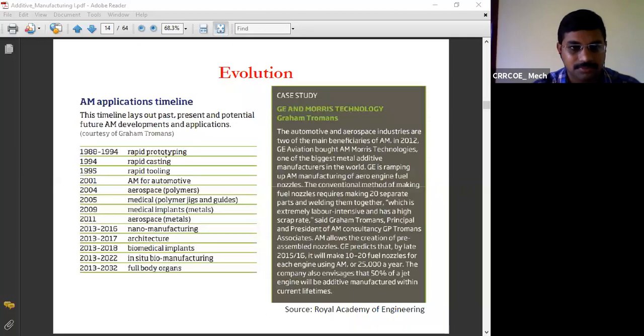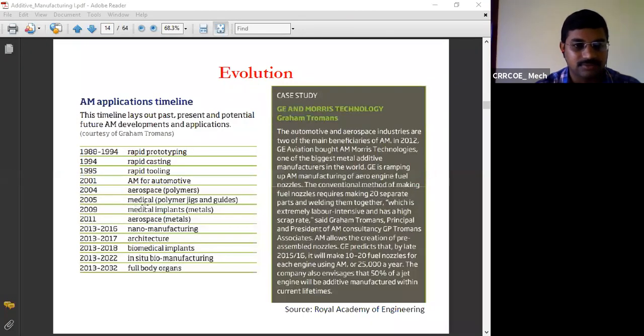See, evolution. When rapid prototyping came into existence, then rapid casting, rapid tooling. Then additive manufacturing for automobiles for different applications came into existence, and then producing aerospace components. So these are the different evolutions.